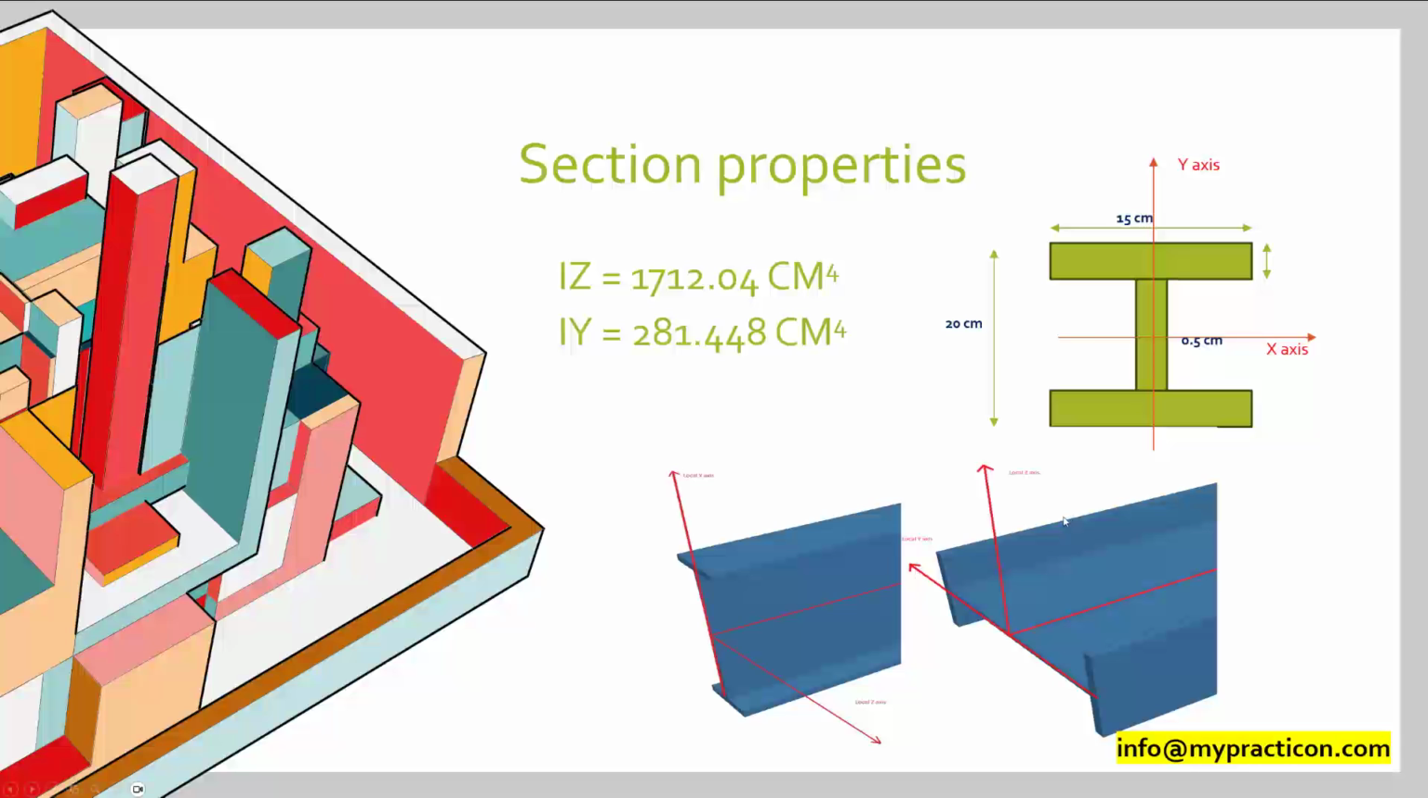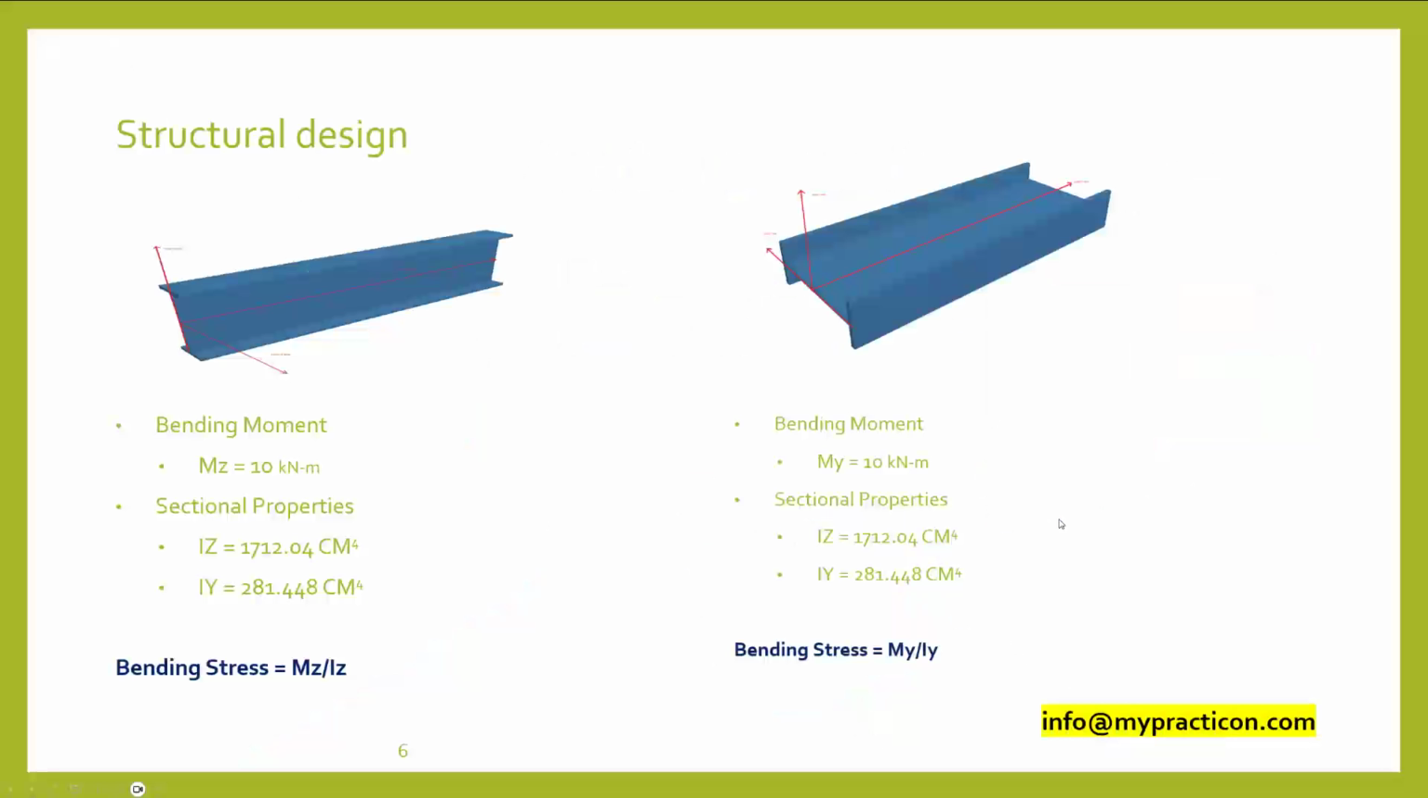However, STAAD will consider these section properties with respect to the local axis, but the stiffness will be adjusted according to the global axis. When it is analyzed, the bending moments will vary based on the orientation. For example, in this direction, when the beta angle is 0, the bending moment is 10 kilonewton meter for this particular example. If the member is oriented in the horizontal direction, the bending moment My is 10, here Mz is 10. Section properties remain the same.